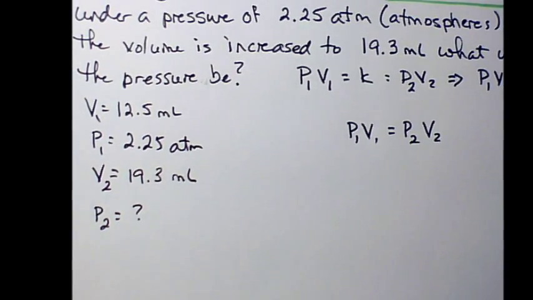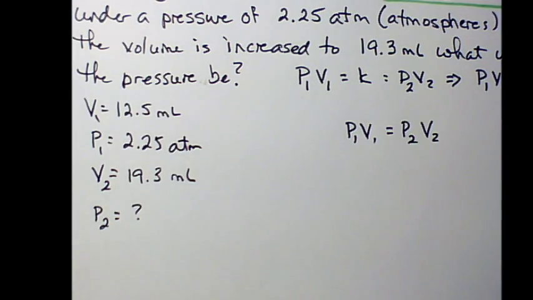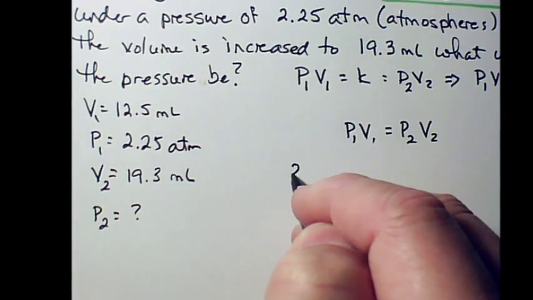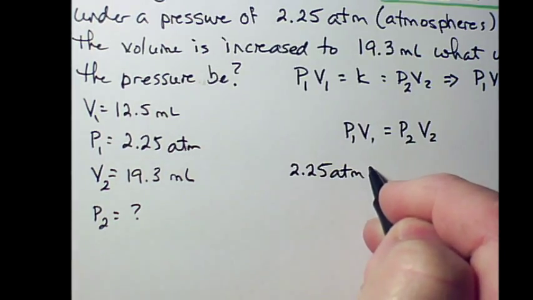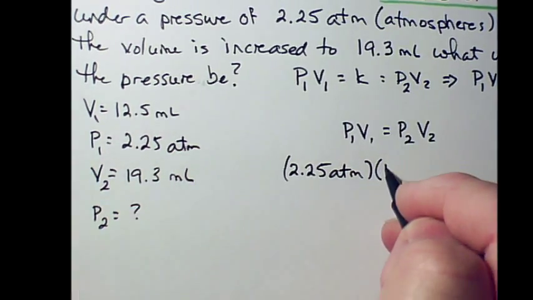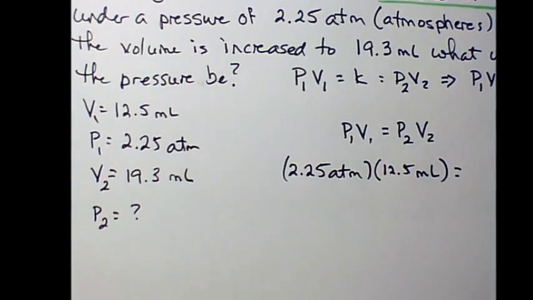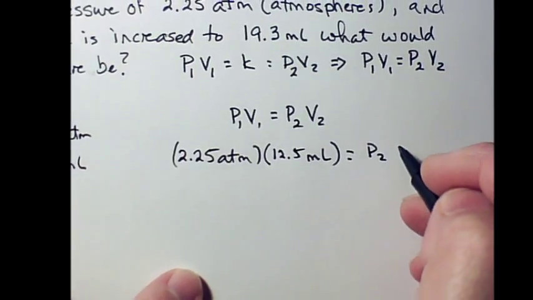And then what's the next step? Plug it in. There you go. That's it. All right. So P1 is 2.25 atmospheres. And V1 is 12.5 milliliters. And P2 we don't know. And V2 is 19.3 milliliters.